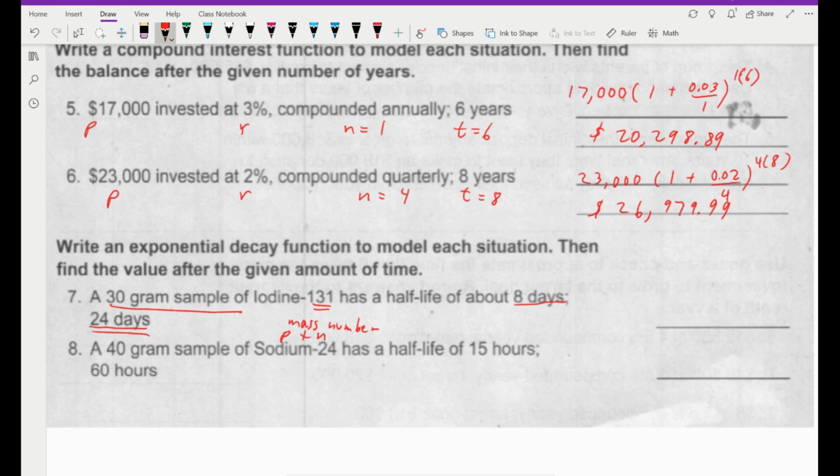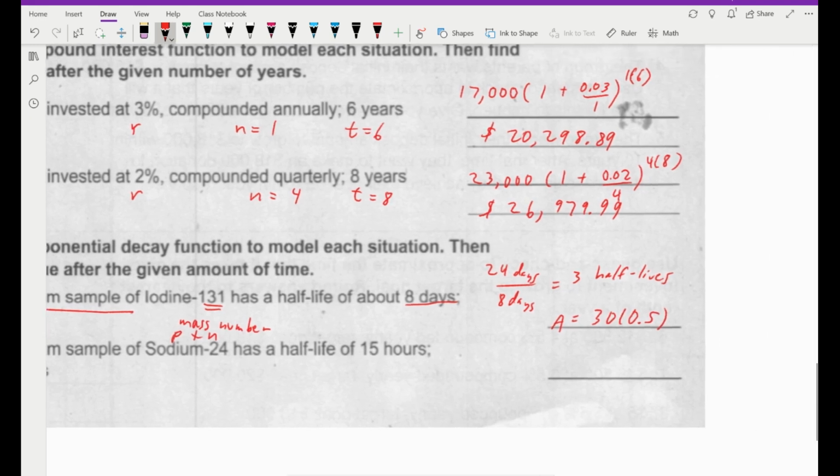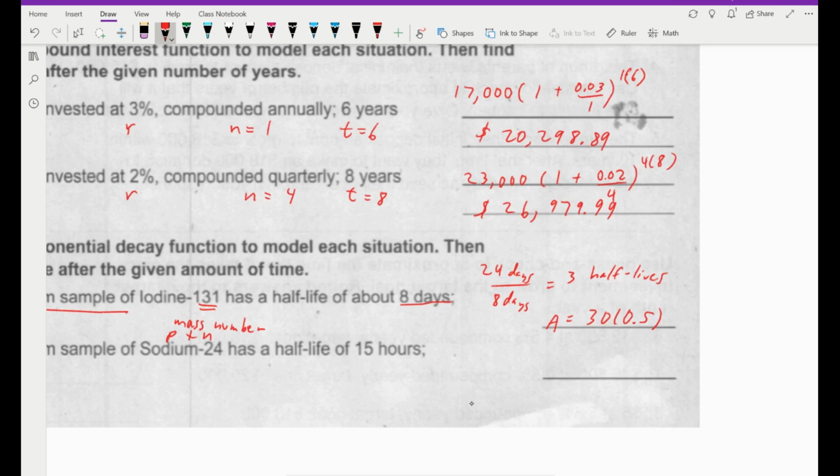How much is left? Well, how many half-lives would that be? 24 days divided by 8 days. That's going to be 3 half-lives. So this thing's going to split in half 3 times in a row. So let's see how much we're going to have here. Well, we're going to have a starting amount of 30 grams. And see, the 0.5 we're multiplying by is a half-life. There's half left. Like after 1 half-life, it would be 15. After 2 half-lives, there would be half of that, which is 7.5. And then another half of 7.5.